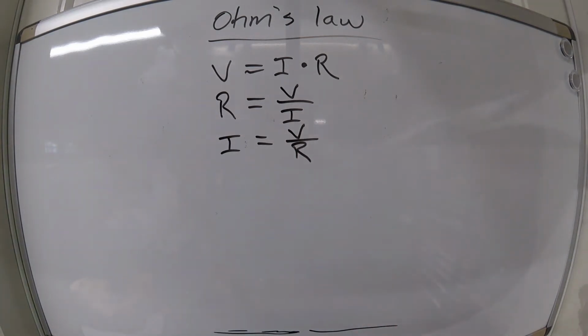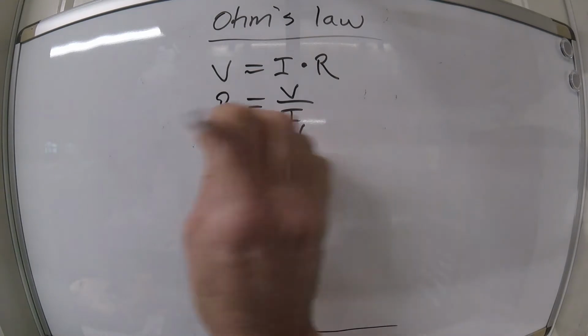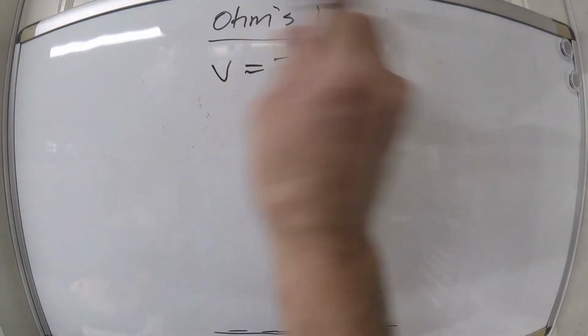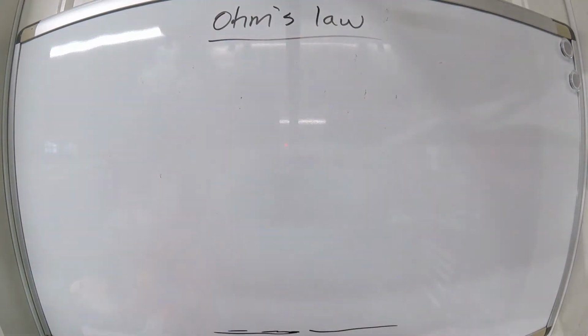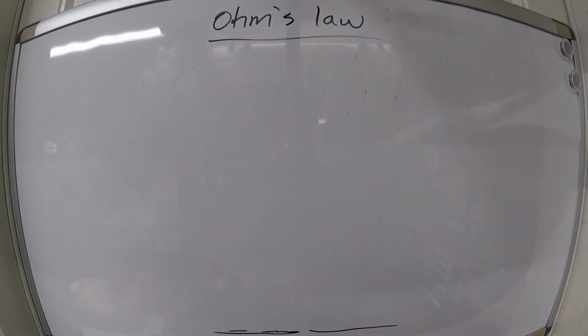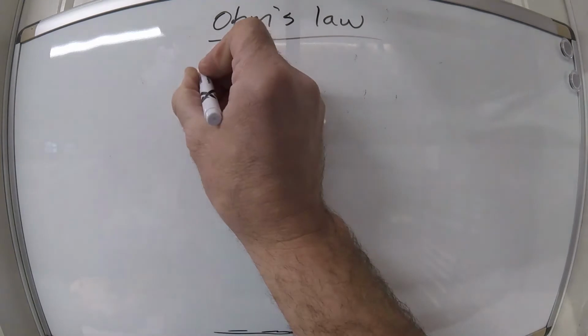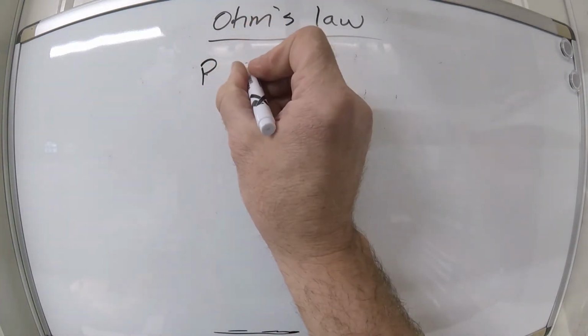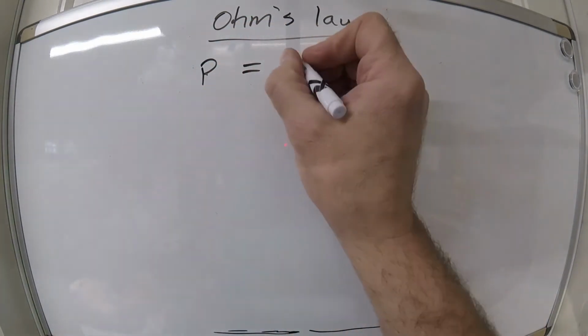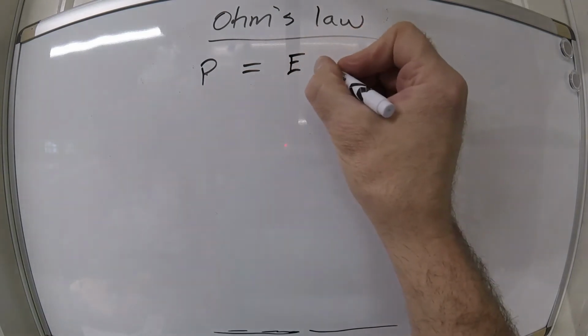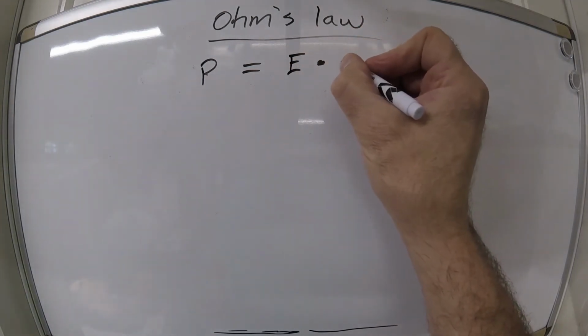Now you notice earlier I also talked about power, and we don't see anything up here about power. And I'm going to include this with our Ohm's law lesson here. I don't know if it's technically part of Ohm's law or not, but we're going to cover it here. Okay, power is equal to voltage times the current.